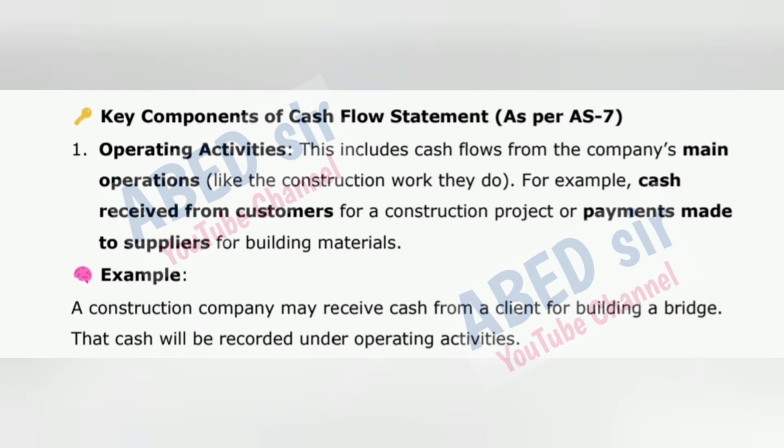For example, cash received from customers for a construction project or payments made to suppliers for building materials. Example: a construction company may receive cash from a client for building a bridge. That cash will be recorded under operating activities.